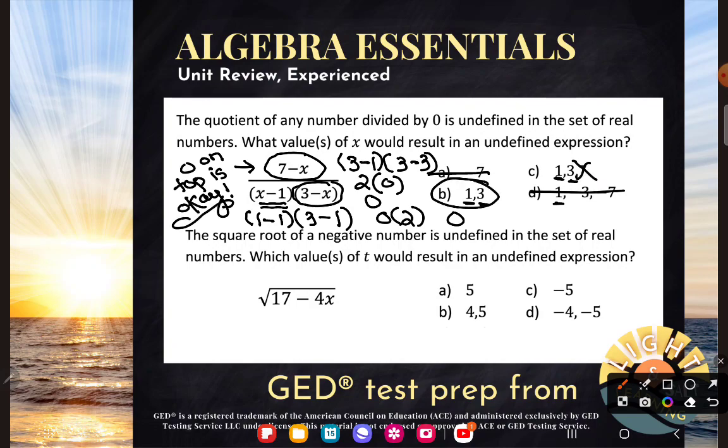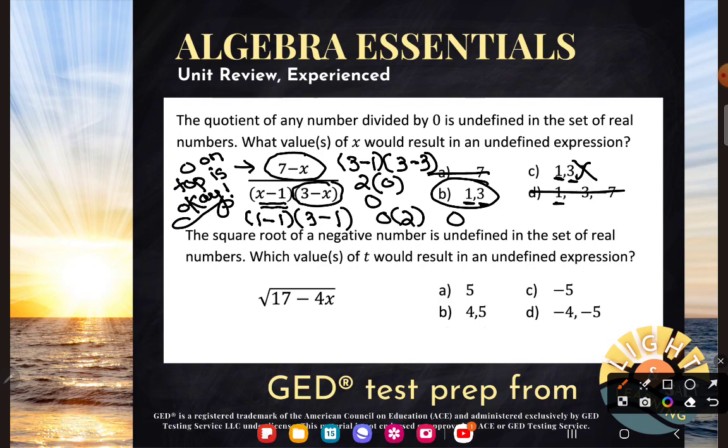And so this is just there to fool you. Correct answer is B. B has 2 numbers that would have made the denominator of this fraction equal 0, which would make the entire expression undefined because we can't divide by 0. Now, look at the next example.